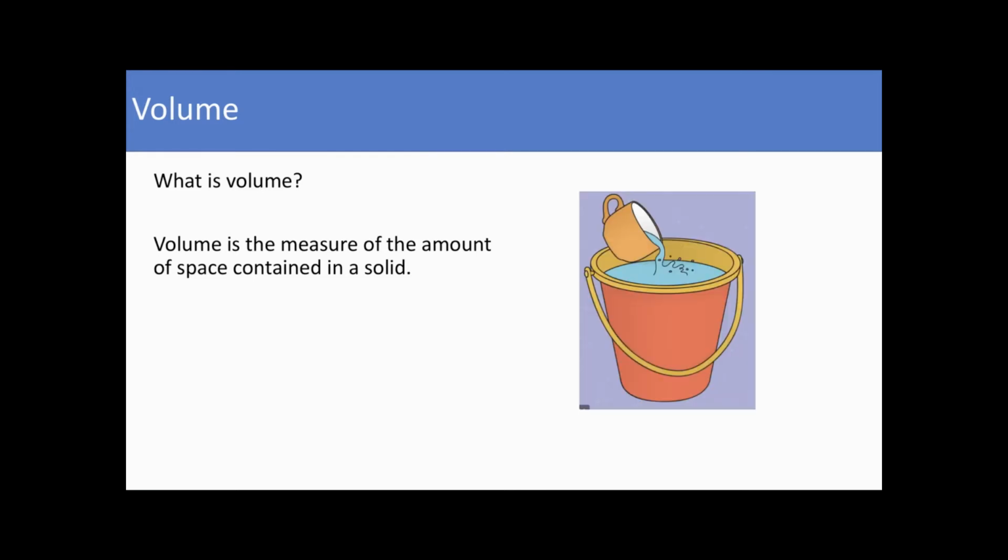All right, so what is volume? When you think of volume, we talk about surface area being the outside of a three-dimensional shape. What is volume? Take a moment and write down what you think it is. Volume is a measure of the amount of space contained in a solid. So when we're thinking about this bucket, we think about, well, how much water or rice or sand could it hold?